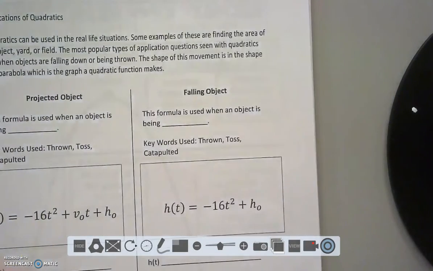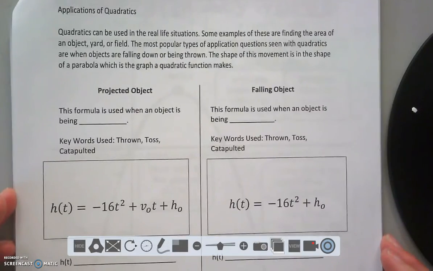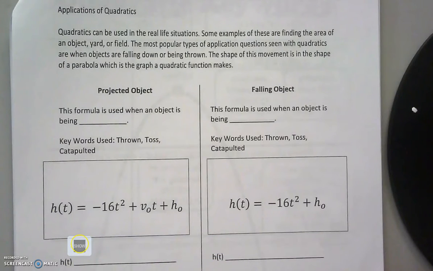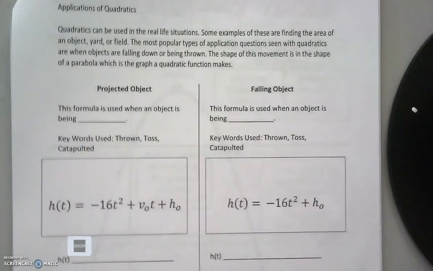Alright, so we have graphed, we talked about characteristics, we talked about transformations, but we have to be able to apply it. We have to be able to apply these skills, this quadratics, in a word problem. So we can either have projected objects or we can have falling objects.